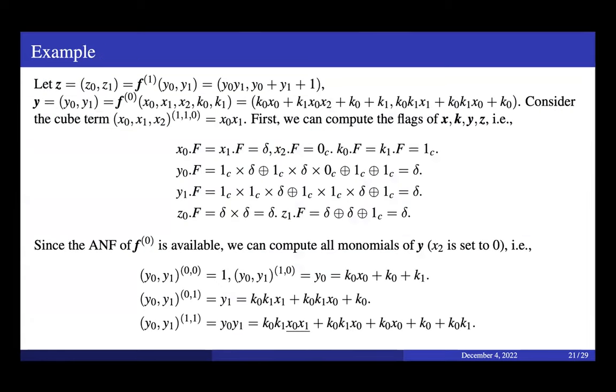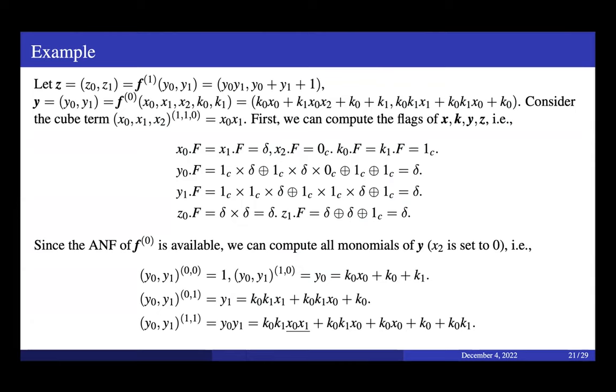To make it clear, we show an example. Let Z and Y be defined like this, and let the cube term be X0, X1. This means X2 is set to zero. First, we can compute the flags for X, Y, Z.